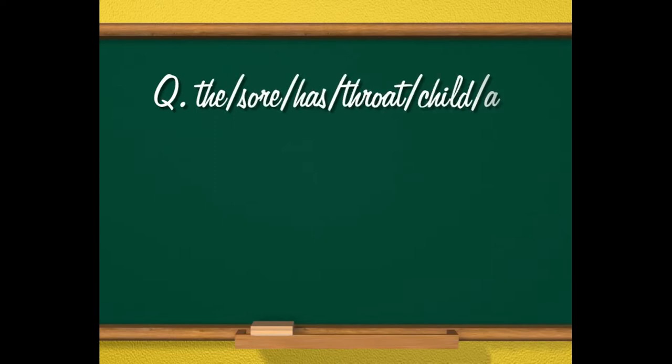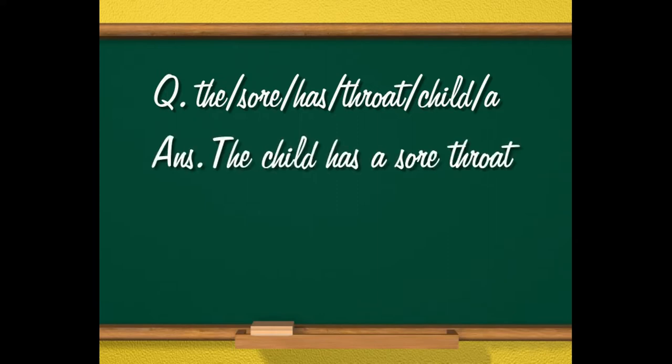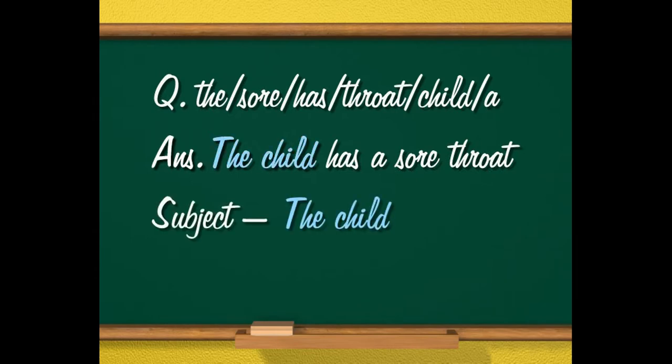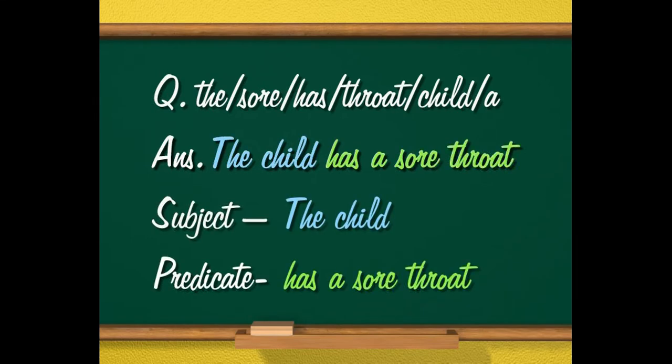Question number 2. The sore has throat child a. That's right. Answer is the child has a sore throat. Here the subject is the child and the predicate is has a sore throat.